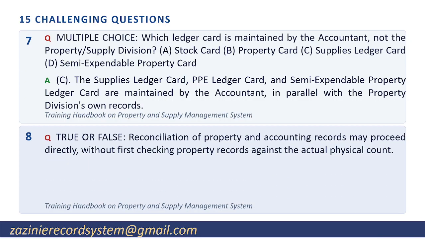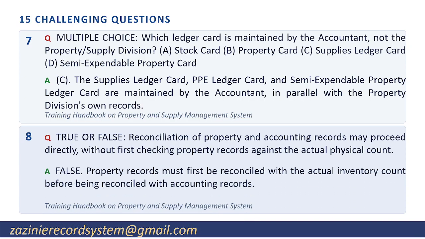Number 8. Q. True or false. Reconciliation of property and accounting records may proceed directly, without first checking property records against the actual physical count. False. Property records must first be reconciled with the actual inventory count before being reconciled with accounting records. Next slide.